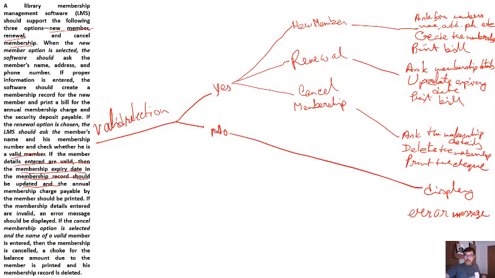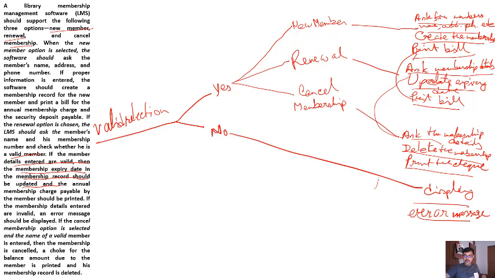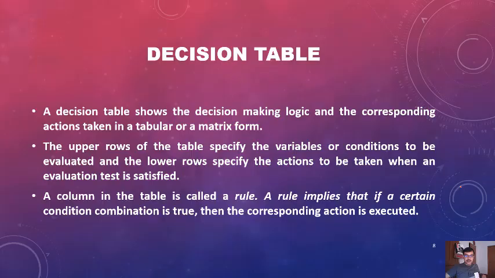Here all these are actions. This is one action: ask for the numbers, name, address, etc. Create the membership is another action. Print bill is another action. Ask membership details is another action. Update expiry is another action. Print bill already said here. Ask the membership details already said here. Delete the membership is one action. Print the check is another action, and display error message. These are the actions available here.